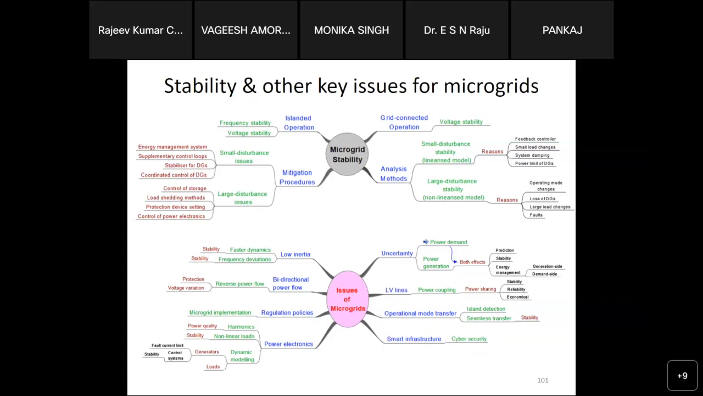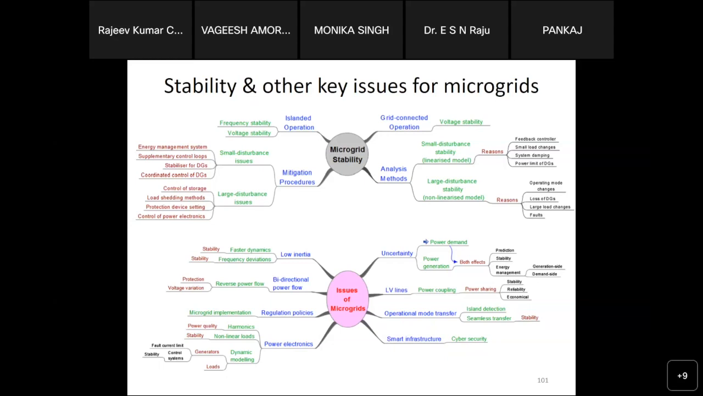And coming to the bidirectional power flow, this is one of the important things. Although bidirectional power flow is one of the benefits of the microgrid, because of this we will have reverse power flow, and with this we have a lot of protection challenges and a lot of voltage variations. And coming to regulation policies, we have to develop regulation policies for bidirectional power flow and bilateral transactions. All these things matter when we are going for microgrid implementation.